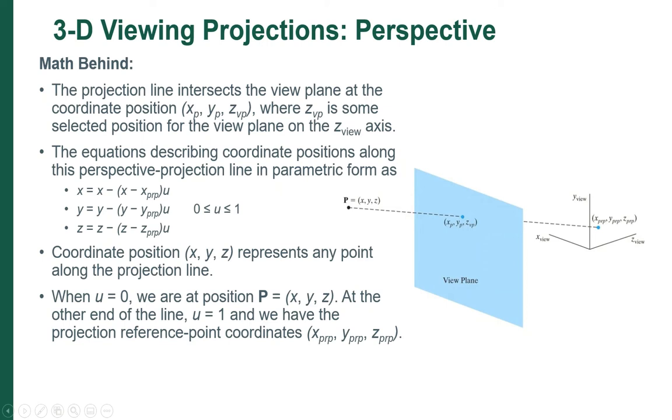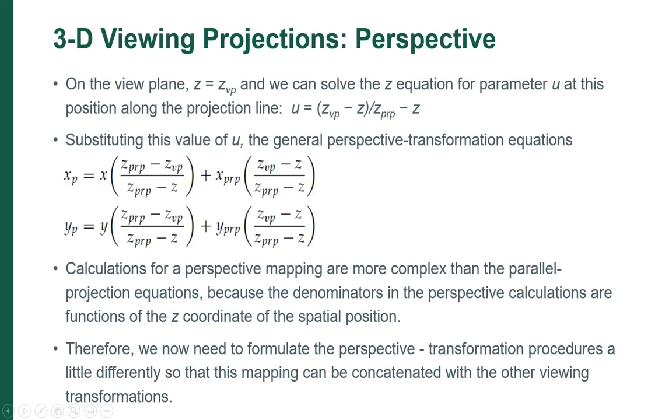For that, we need x prime equal to x minus (x minus xprp) times u. For every u value that lies between 0 and 1, each and every point on this line can be obtained. Furthermore, on the view plane, z is zvp, as we know, and we can solve the z equation for the parameter u at this position along the projection line. We can consider u is equal to zvp minus z by zprp minus z.